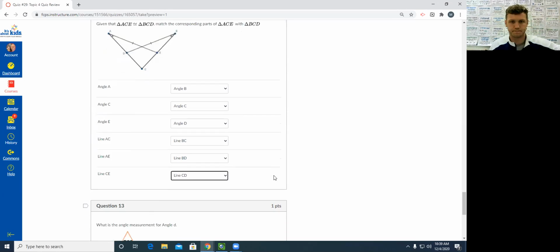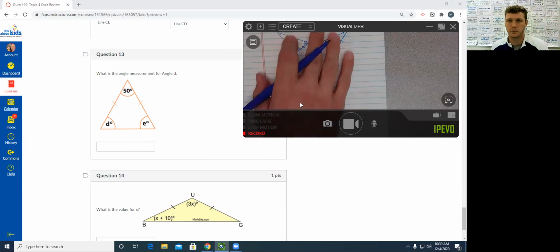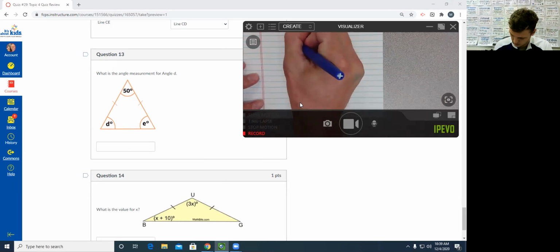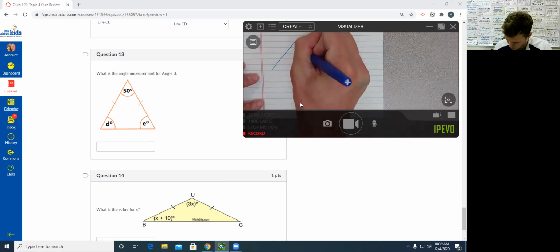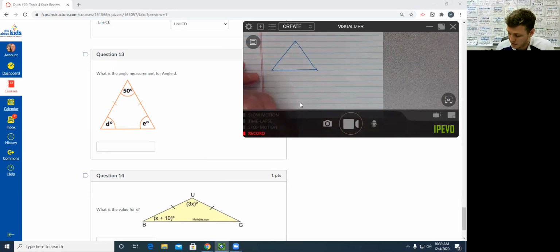All right. Go down to question number 13. 13 says, what is the angle measurement for angle D? All right. So what we have here, we have a special type of triangle, right? Not super special, just special, okay? This is an isosceles triangle.